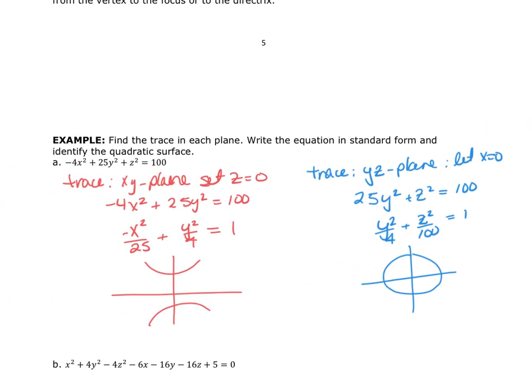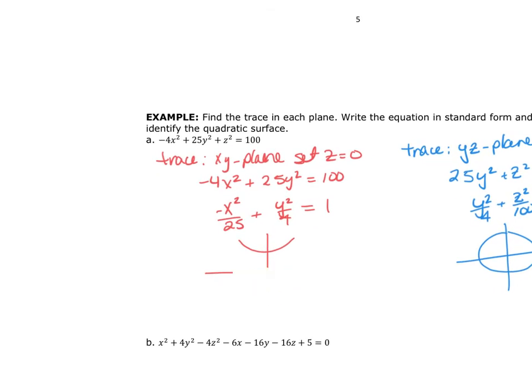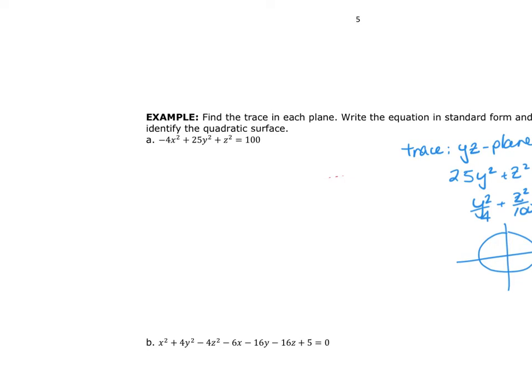So let's go back and write this in standard form. We found all the traces. Let's write this in standard form and see if we can identify the type of conic. So the first thing I'm going to do is just divide everything by 100. So when I divide everything by 100, I'm going to get x squared over 25. Don't forget the negative. And then plus y squared over 4, and then plus z squared over 100 is equal to 1. A is equal to 5, B is equal to 2, and C is equal to 10.